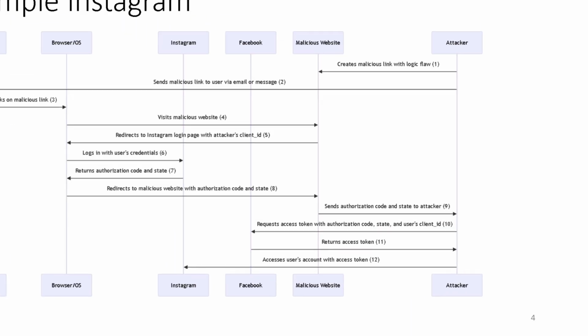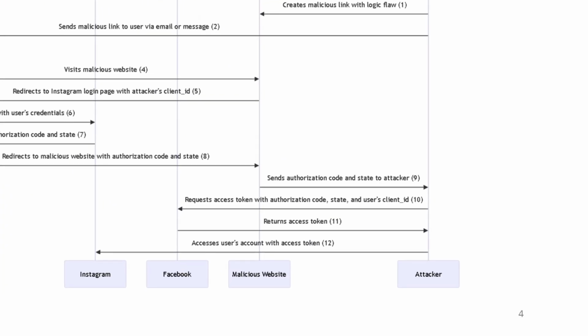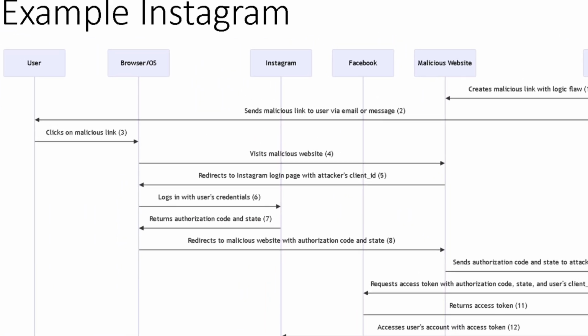So the attacker basically sends a malicious link to the user via email or message, pretending to be a legitimate source, such as a friend or a follower. The user clicks on the malicious link, trusting the sender or the appearance of the link. The user's browser or operating system visits the malicious website that is controlled by the attacker. The malicious website redirects the user's browser or operating system to the Instagram login page, where the user can authorize the attacker's application to access their Instagram account, but they are not aware that they are authorizing the fake application.